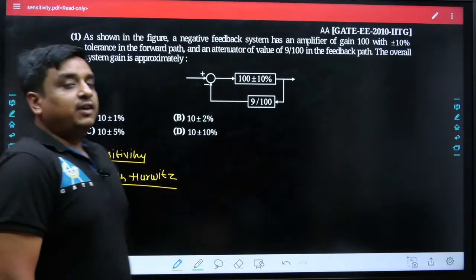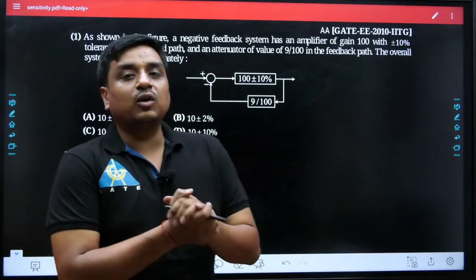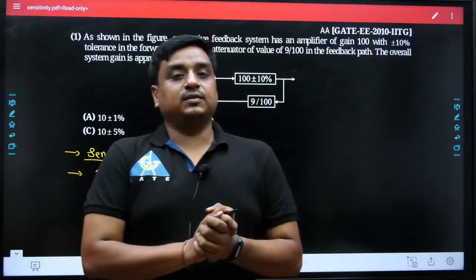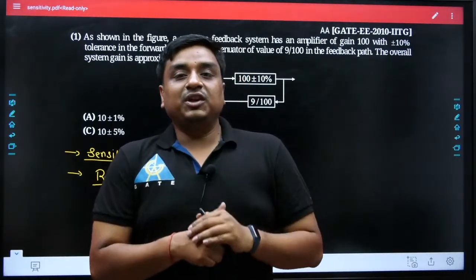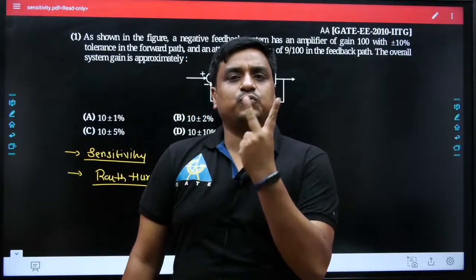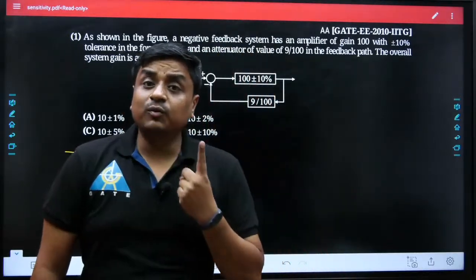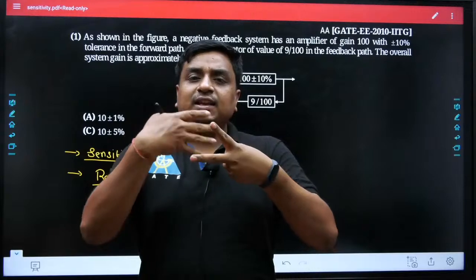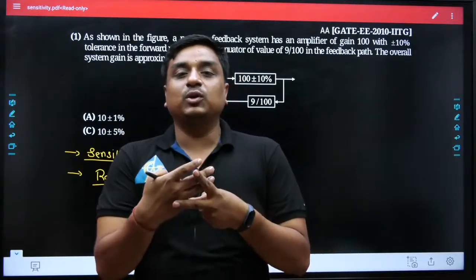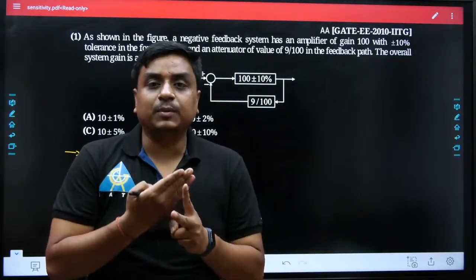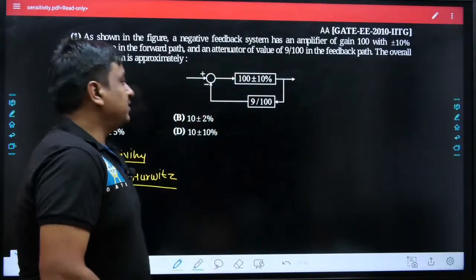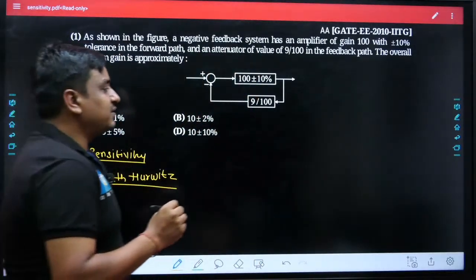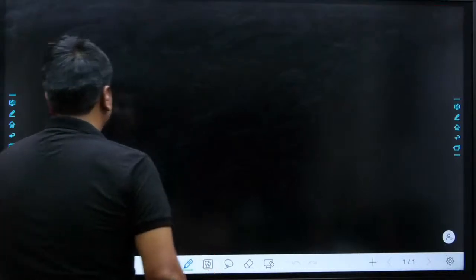Anyways, if you are able to recall what we studied in the last class, basically I talked about sensitivity. In sensitivity, we had two variables. The first was the independent variable and the second was the dependent variable. In the case of sensitivity, we wanted to calculate how sensitive the dependent variable is with respect to the change of the independent variable. So let me go to the digital board.